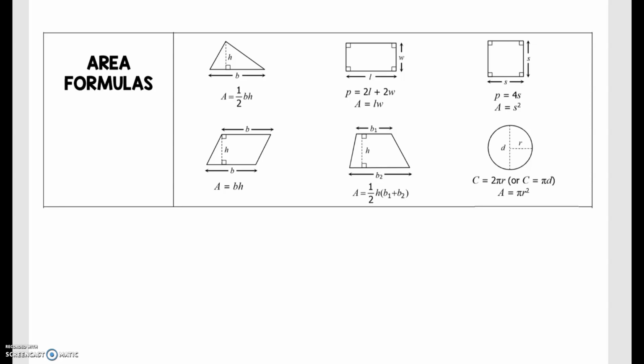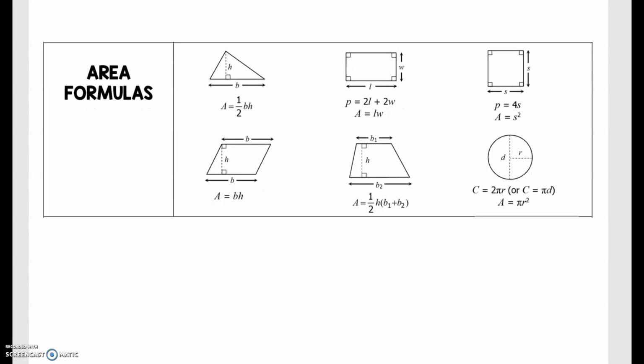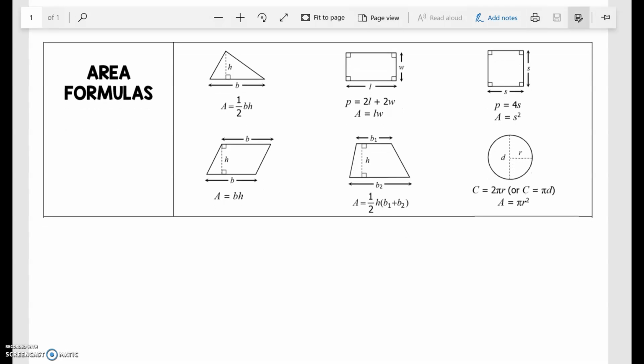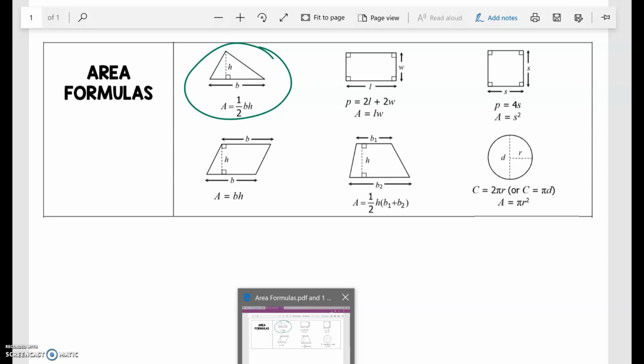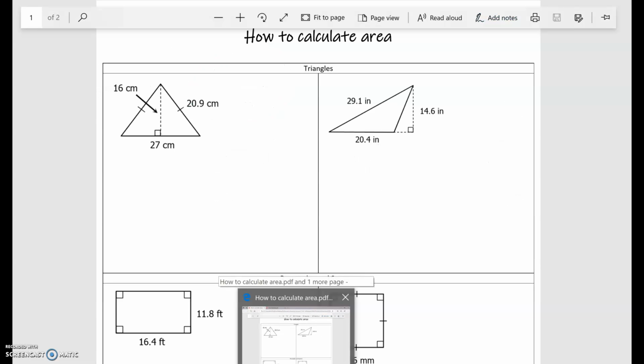Okay, so area formulas. We have some special formulas that we can substitute our values into, depending upon the shape that we're working with. For the first one, a triangle, notice how we have the area. A represents the area, 1/2 base times height. We're going to start off there, and I'm going to practice a few problems with you before you start on your own.